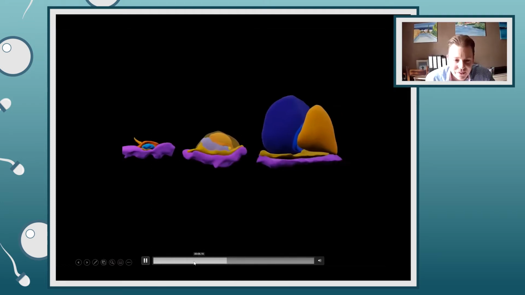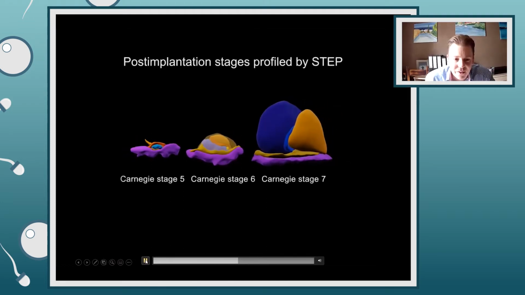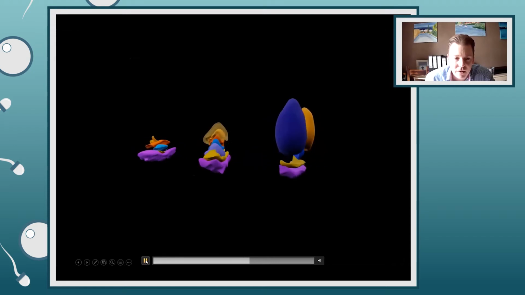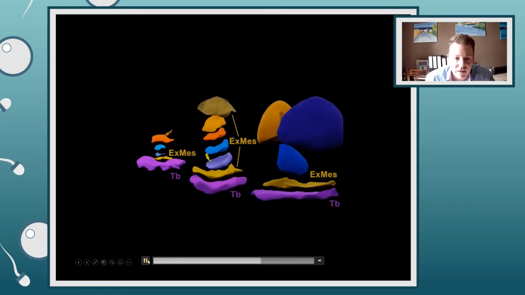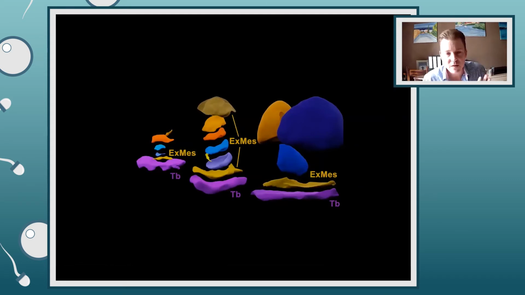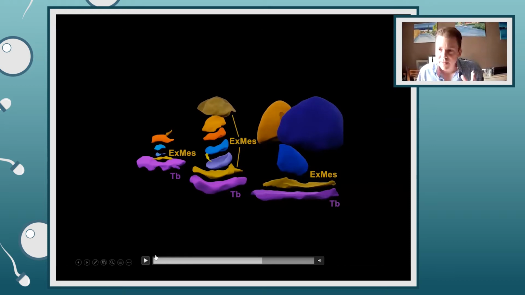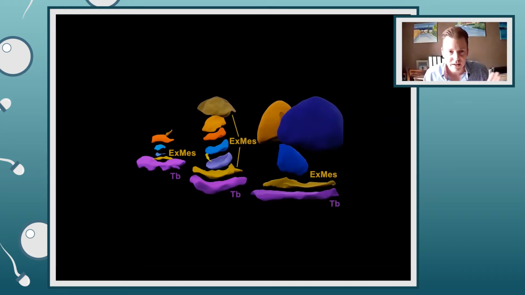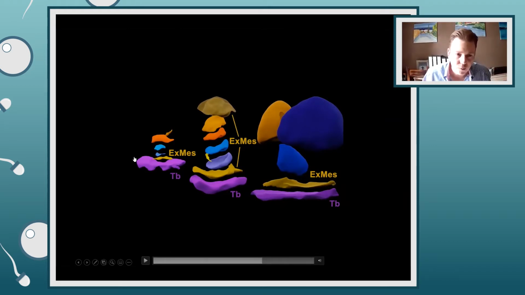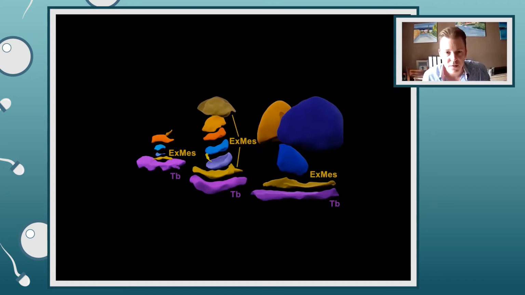So what I wanted to show is the makeup, because I appreciate these structures are not that trivial. And to understand how they come from a blastocyst, I think is important. So here we have the trophoblast at the bottom, which invades into the uterus, into the uterine tissues.